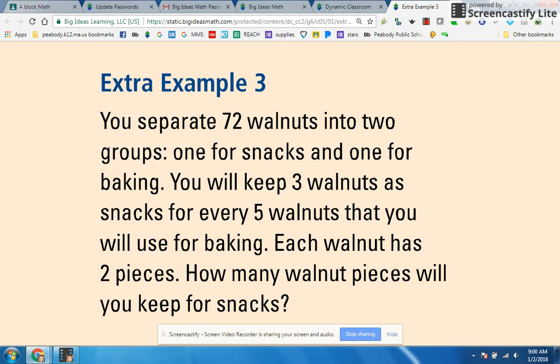How many walnut pieces will you keep for snacks? So once you figure out what your total amount of rectangles is, first you're going to divide 72 by it, fill out the chart, figure out how many for snacks, and then you're going to multiply it by 2 because each one has 2 pieces. This is your last one, so try this.